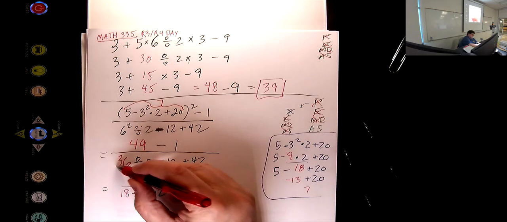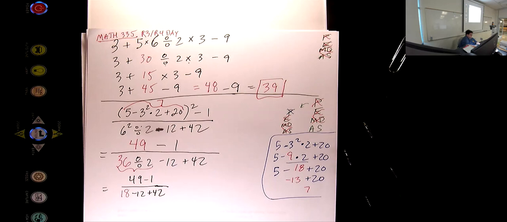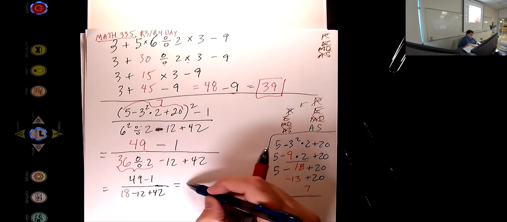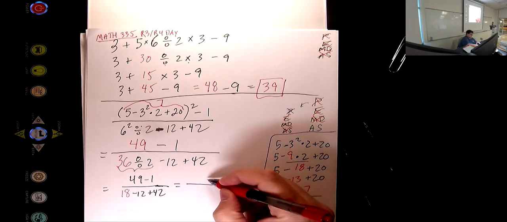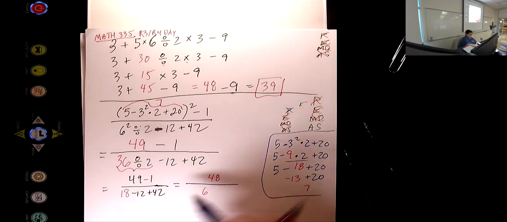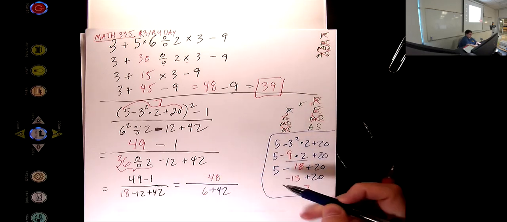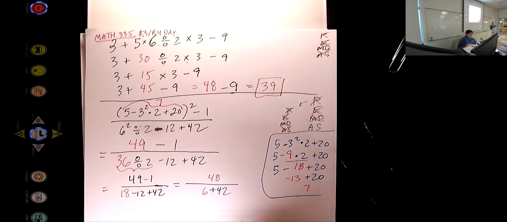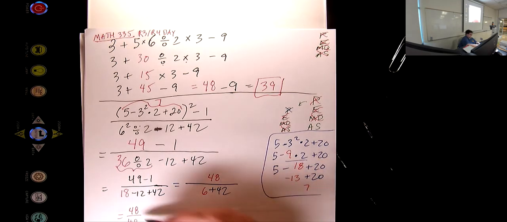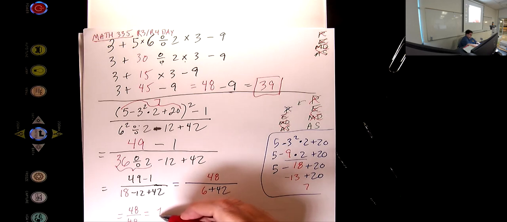So that took care of 36 divided by 2. And now we just have addition and subtraction left. So on the top, 49 minus 1 is 48. 18 minus 2 is 6 on bottom, and then we still got plus 42. And when I add those up, I get 48 on top and 48 on bottom. And 48 divided by 48 is 1.